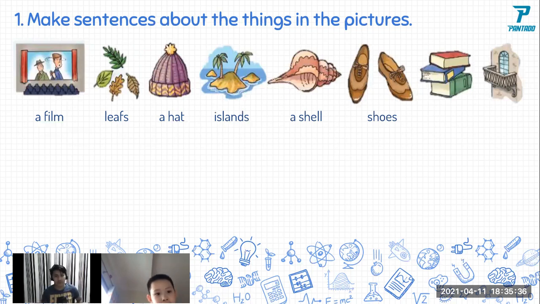Okay, next, books. I read a lot of books. Okay, good. Next, a balcony. My house has three balconies. Oh, you have three balconies in your house? That must be big. Oh, only two. I see. Good.